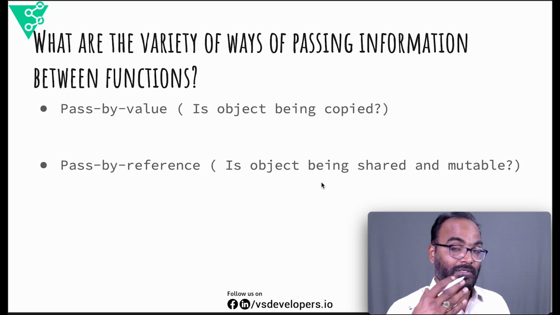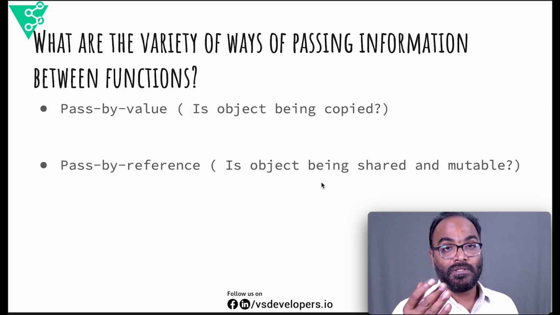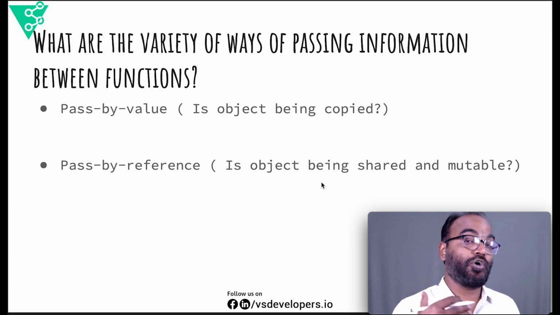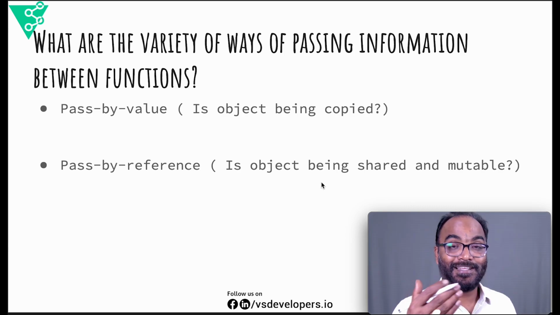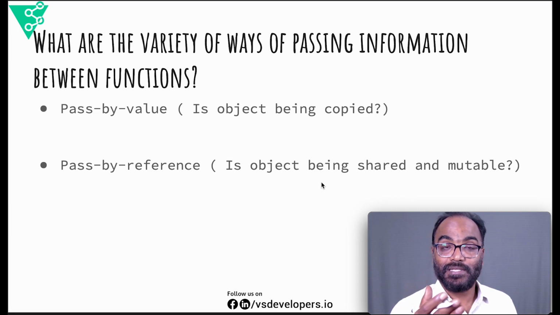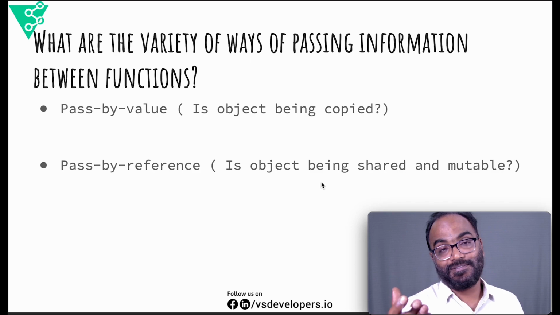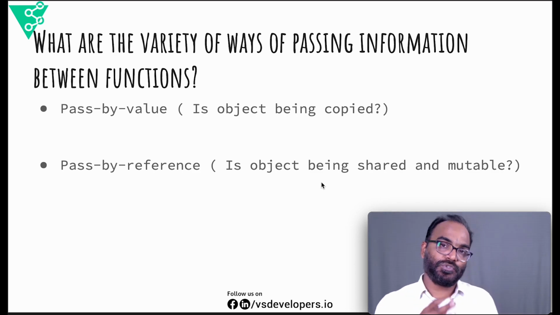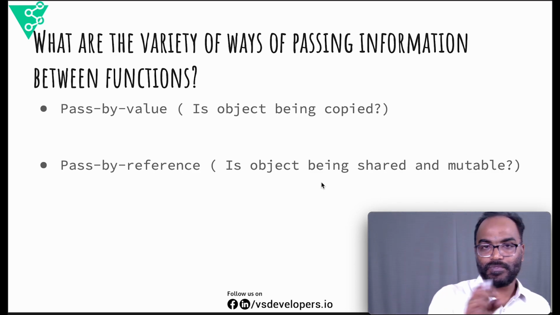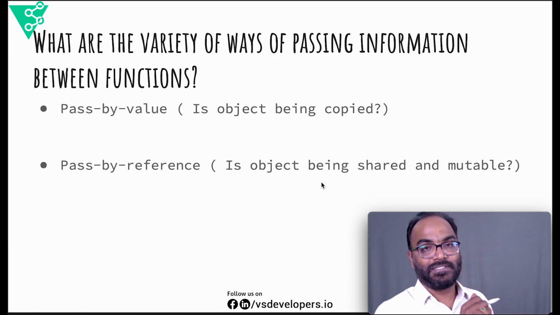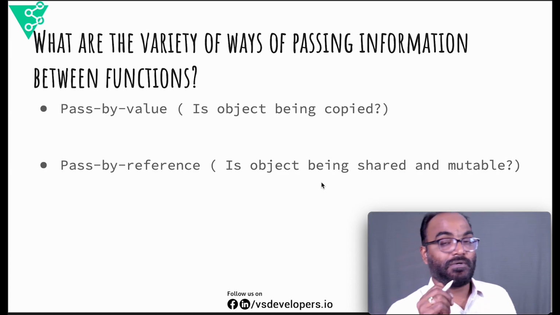When you pass an object to a function, will the object be copied or will the object be shared? And when can you pass an object that is immutable by reference? So a variety of questions revolve around this topic. Let us dive in and see how it works and how well we understand it.